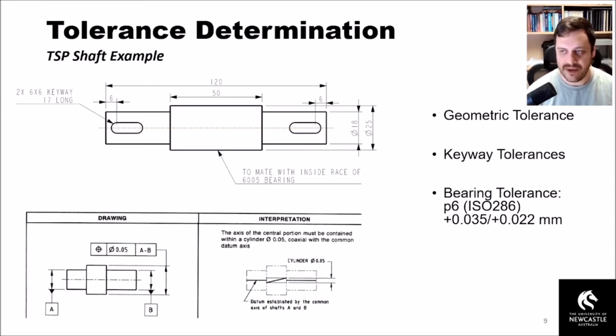So you should hopefully be able to work through the bearing tolerance as a reasonably straightforward process. As I mentioned before, the keyway tolerances are something I have worked through in the other example video. The one that I do want to spend a little bit of time on is the actual geometric tolerance. So what are we talking about here in the geometric tolerance?